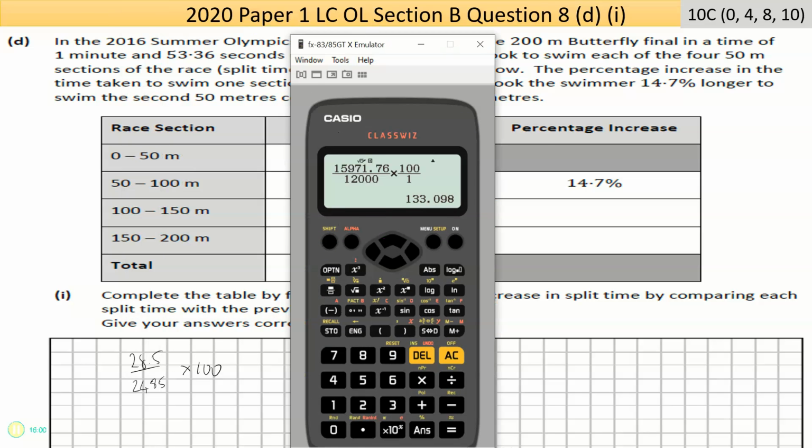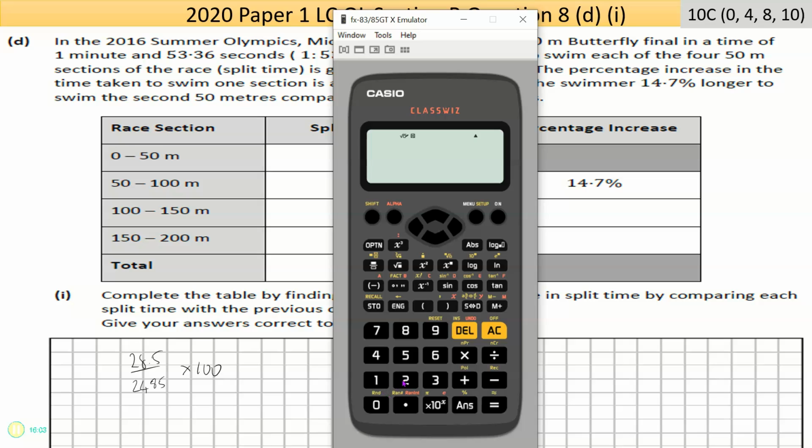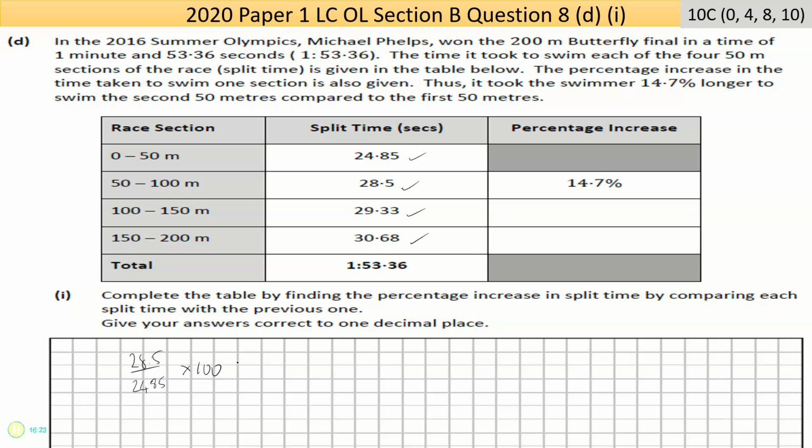Now if I clean that off, 28.5 divided by 24.85, multiplying that by 100 to convert to a percentage, and I get 114.68. Now to one decimal place, that's 114.7. So I get an answer there of 114.68, which to one decimal place is 114.7.